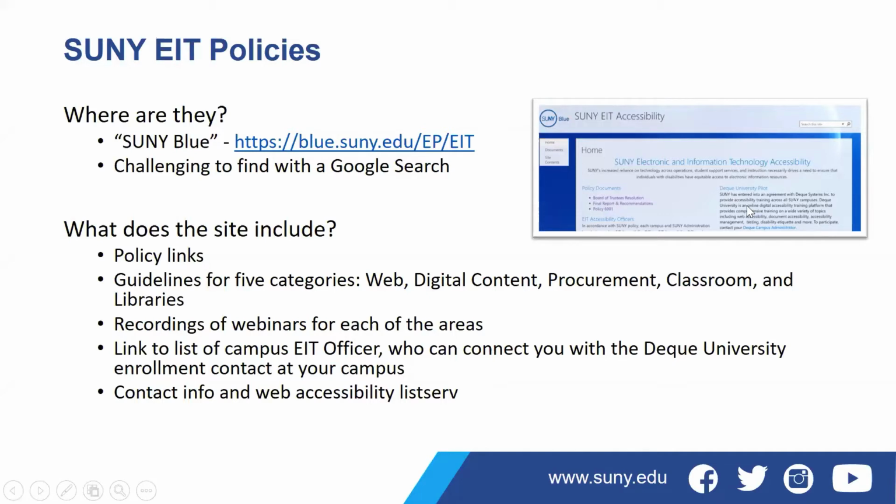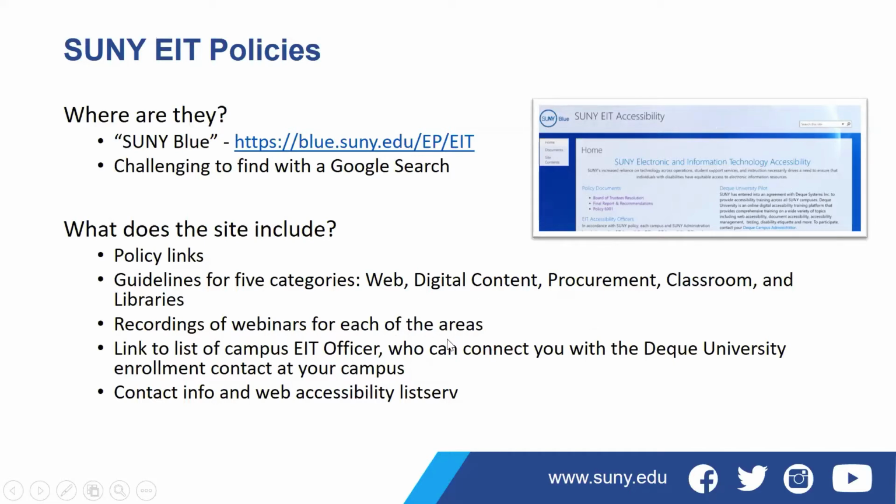So this is a little screenshot of the site. What does it include? It has links to the policies themselves. There are 5 categories that the EIT group decided on for different areas of accessibility. And the thing to remember is that even though there is a specific category for libraries, it doesn't mean that any of the other policies don't apply to libraries as well. So you do need to keep in mind that web, digital content, procurement, and classroom can also all apply to your library. And as I mentioned, there are recordings of the webinars that were presented for each of the areas.